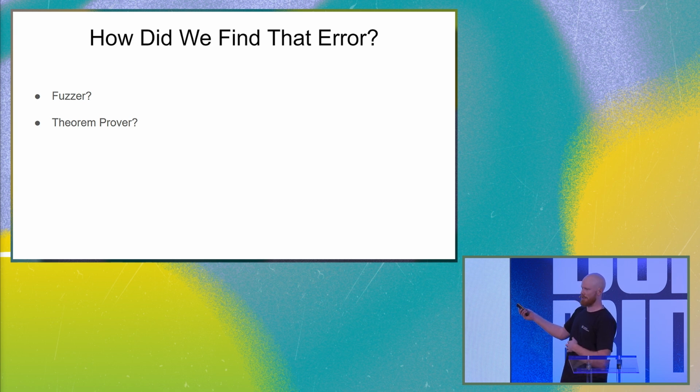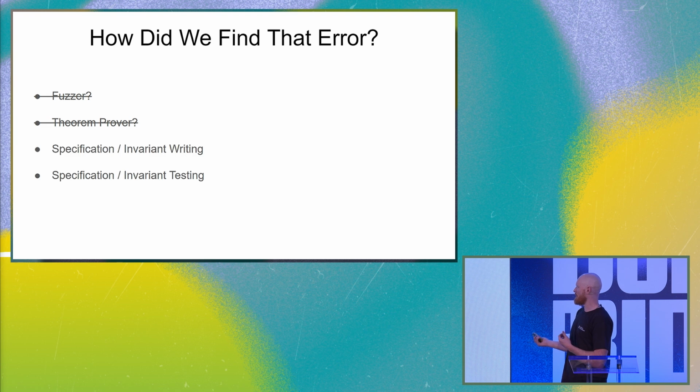We didn't use a fuzzer, and we didn't use a theorem prover. All we did was we wrote out invariants, and we wrote out specifications. And looking through the code with that was sufficient to realize. And this can be done in development as well. This isn't something that needs to be exclusive to an audit by any means.